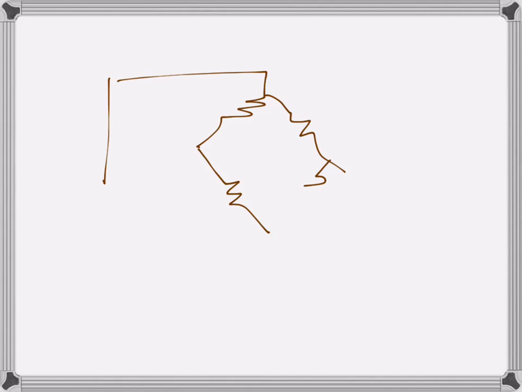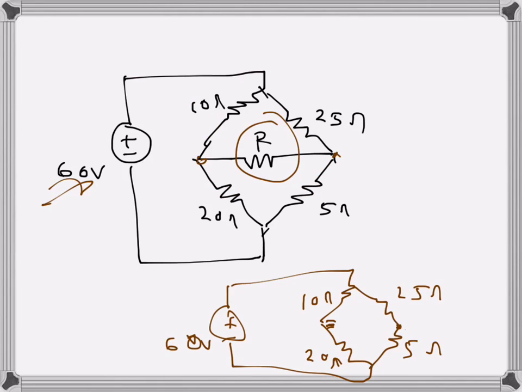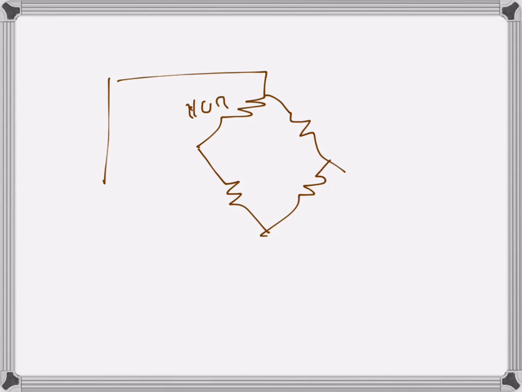In order to do that, I will make the source short circuited. Since it's a voltage source, it will be short circuited, and so that's 10 ohms there, 25 ohms there, 20 ohms there, and 5 ohms there. And we need to find what is the resistance as seen from these terminals.